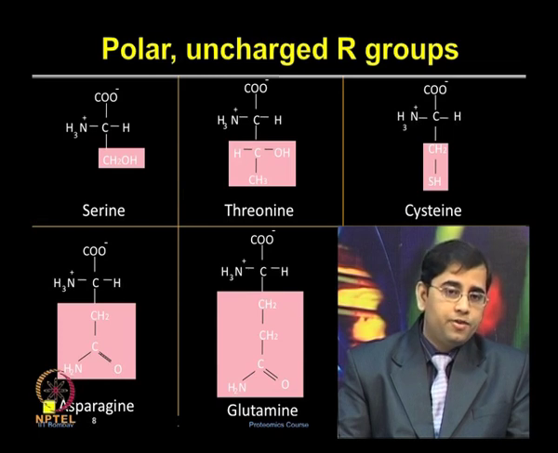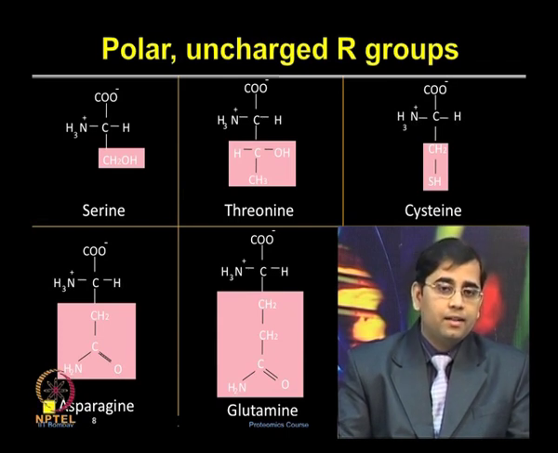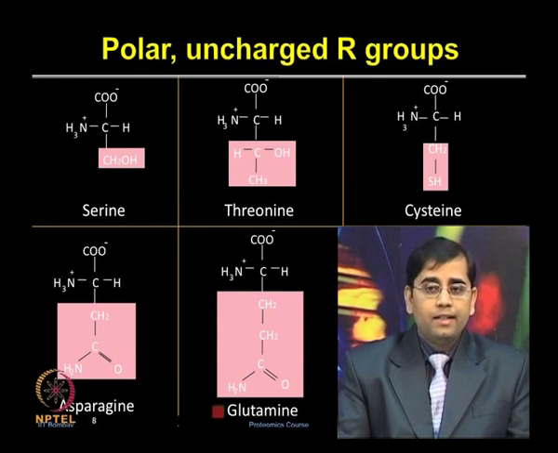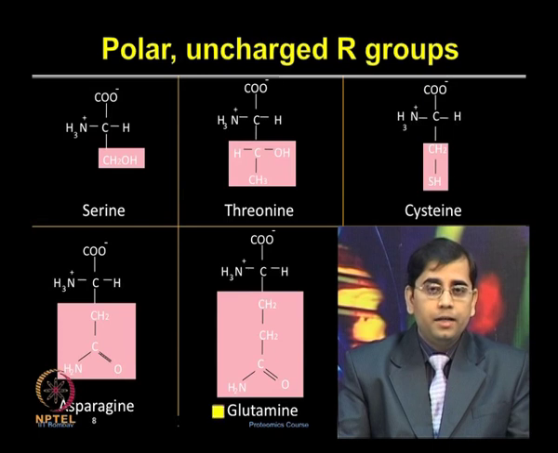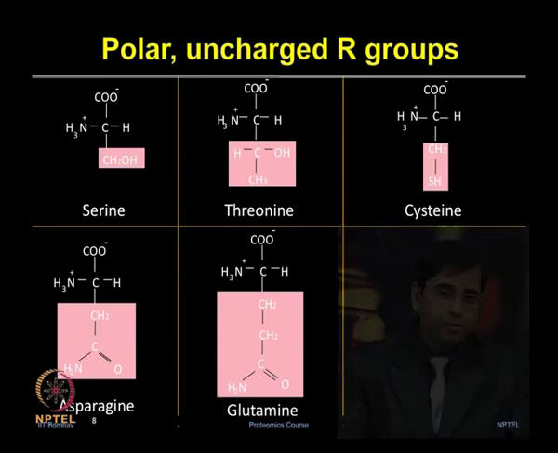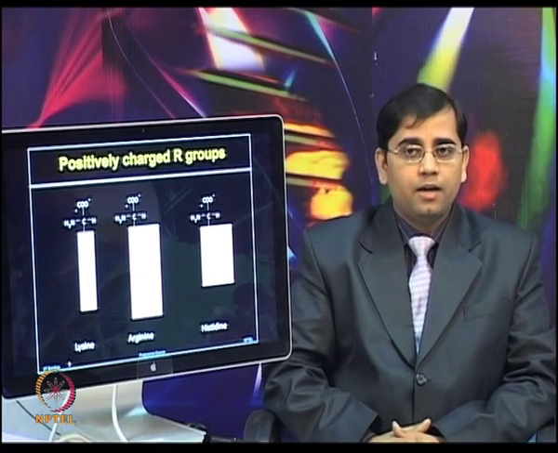Let us talk about asparagine, which is shown in the left side lower panel. It contains a carboxamide side chain as a functional group. Glutamine has a side chain called the amide of glutamic acid, which is formed by replacing the side chain hydroxyl group of glutamic acid with an amino functional group. The next category is positively charged R groups.